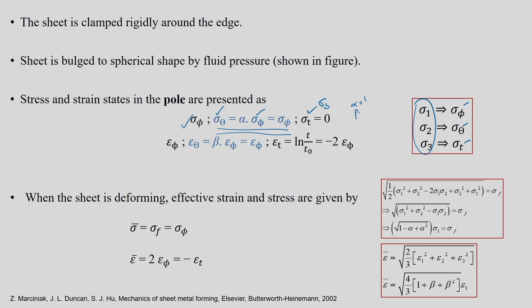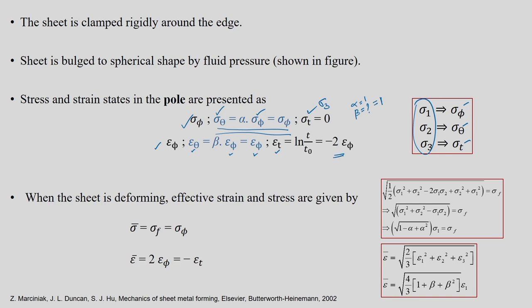Now, if alpha is equal to 1, what is beta? That can be calculated again by using Levy-Mises flow rule. It is equal to 1. So, I am going to write epsilon phi, and epsilon theta would be equal to beta times epsilon phi, which is epsilon phi only. And epsilon t can be written as ln of t by t naught, that is, new thickness divided by original thickness at any location. And if epsilon theta is equal to epsilon phi, then you can write epsilon t as minus 2 epsilon phi. We have already seen this.